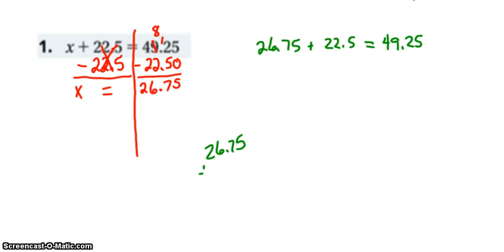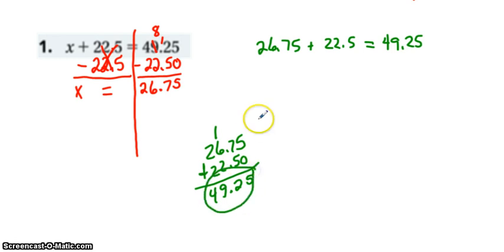All right, so getting back here, 22.5. Bring down our 5. I mean, add a 0 if you want. This would be 12. Write the 2. Bring down your decimal. Carry the 1. 1 plus 6 plus 2 equals 9. And then 2 plus 2 is 4. The answer is equal to 49.25. This is my check. So now I know that x is equal to 26.75.